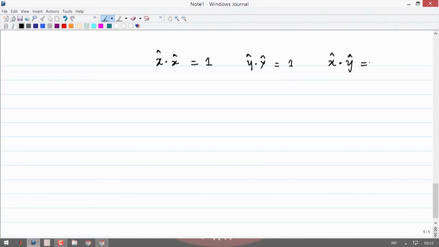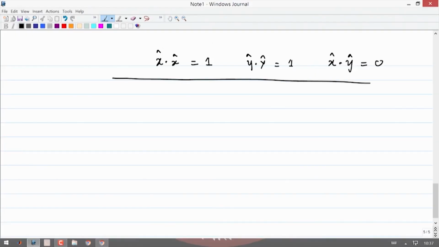And the scalar product between the 2 vectors x and y, if you recall the definition, is the magnitude of x and magnitude of y multiplied by the cosine theta, where theta is the angle between x and y, and you know that theta is 90 degrees, therefore this is 0. Okay. So this is meant as the orthogonal and normalization representation of the unit vectors.